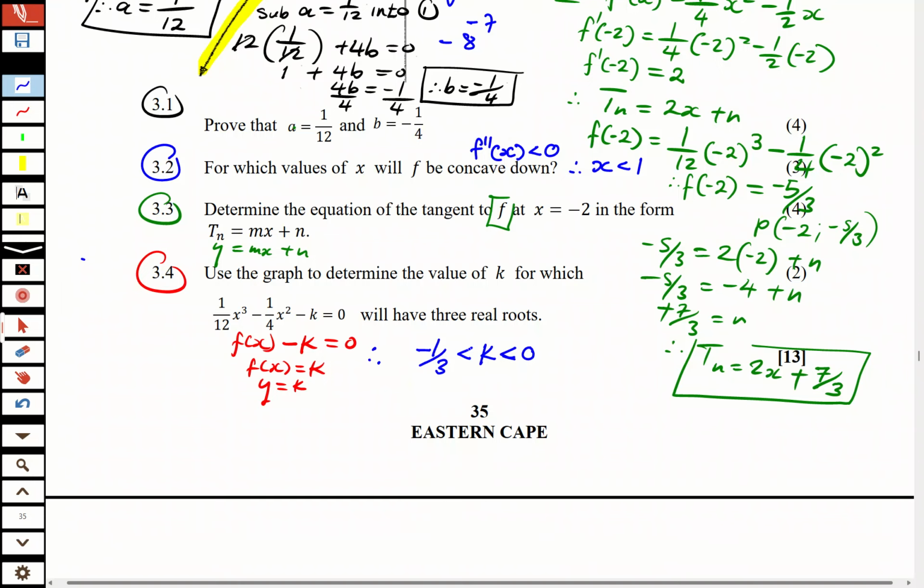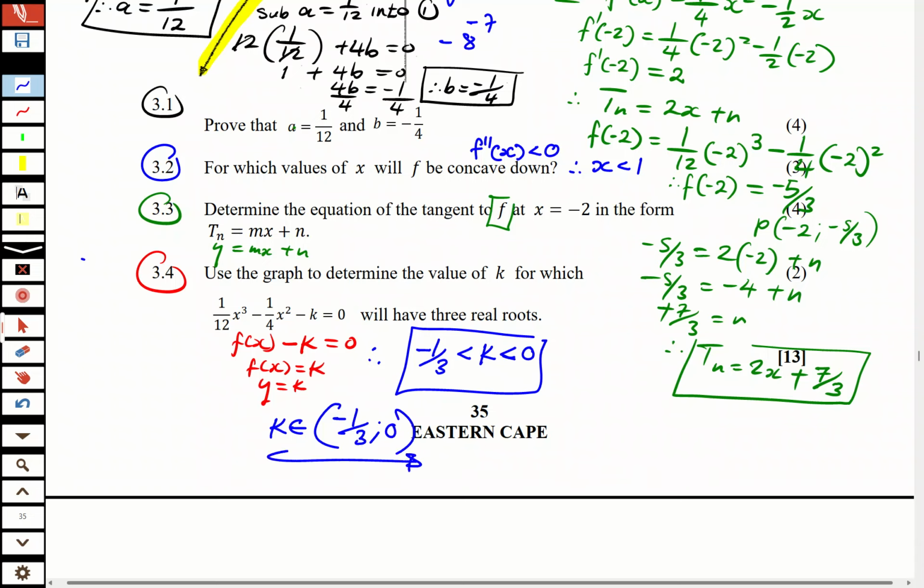So this will be your answer. Therefore, k has to be between these two numbers. Or you can say that k is an element from negative 1 over 3 to 0, and the 0 is not included.